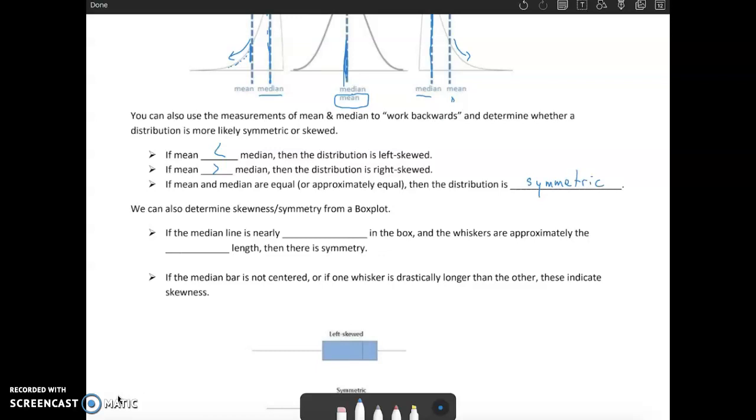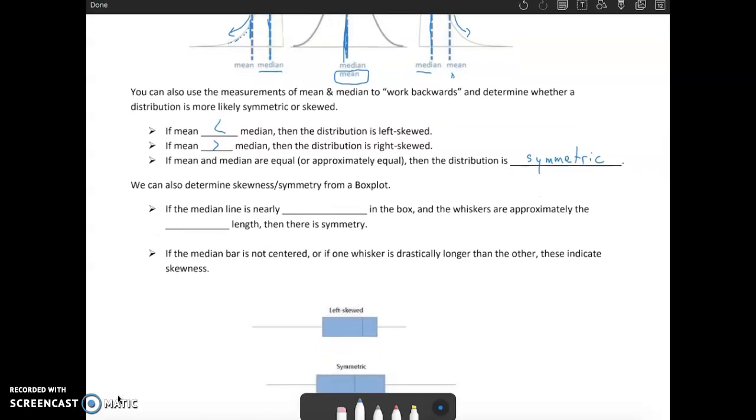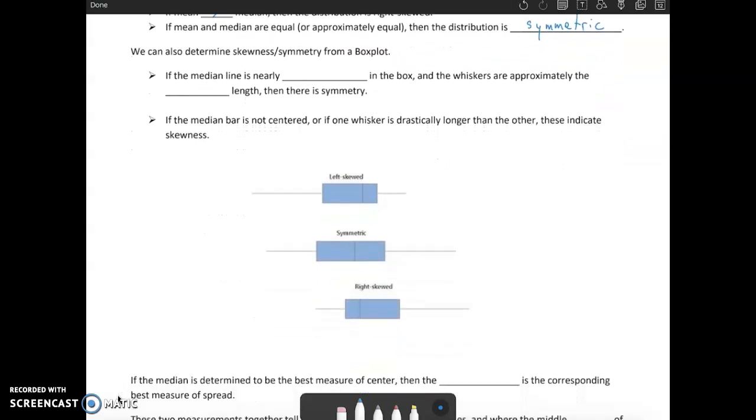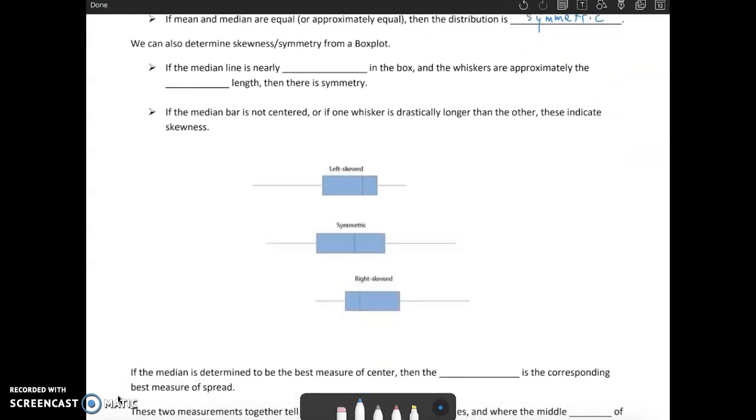You can also determine skewness or symmetry from a box plot. If your median line is nearly centered, either perfectly centered or at least nearly centered in the box, and the whiskers are approximately the same in length, then there is symmetry. However, if your median bar is not centered, or if one whisker is drastically longer than the other, then these can be indicators of skewness.